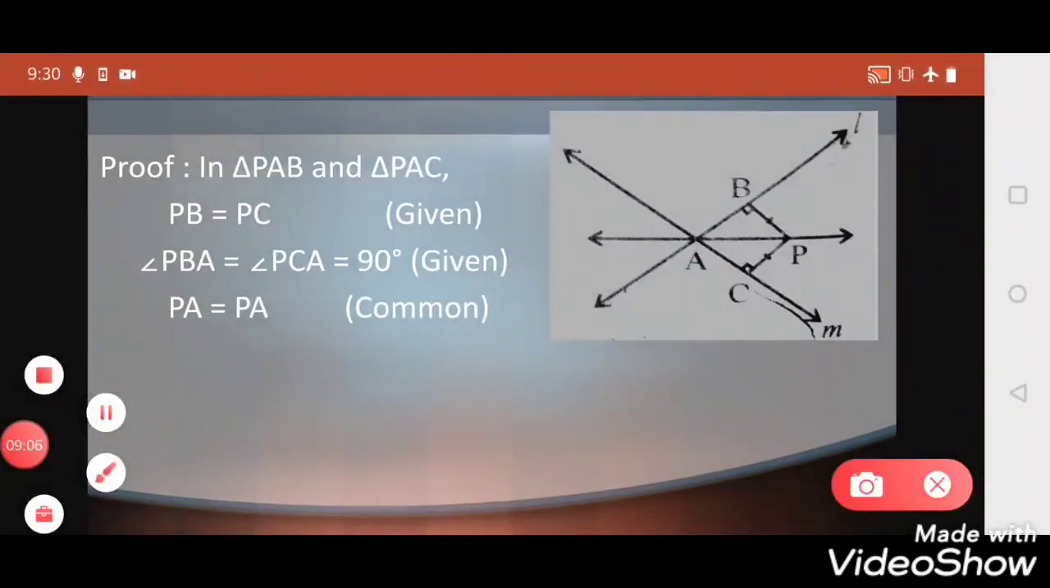Let's cross-check in the figure. It is already given PB equal to PC. This line segment is common between both the triangles, that is PA and PA. And this angle, PB is perpendicular to line L, means it will make 90 degrees. Similarly, PC is perpendicular to M, so it will also make 90 degrees. So both are 90 degrees.